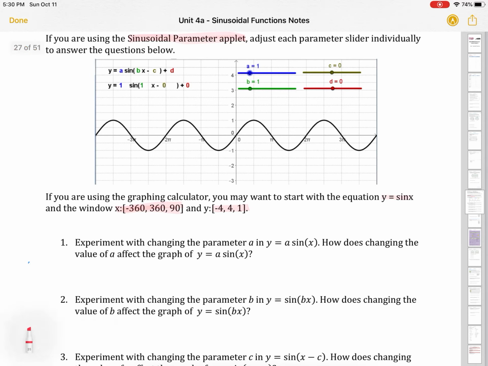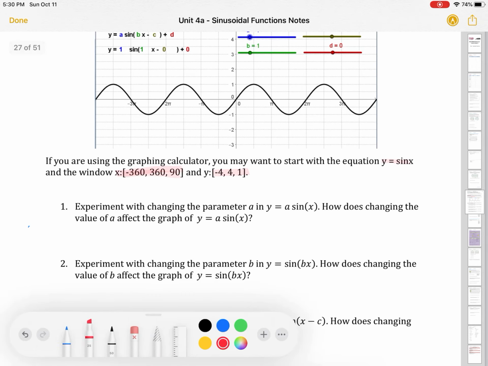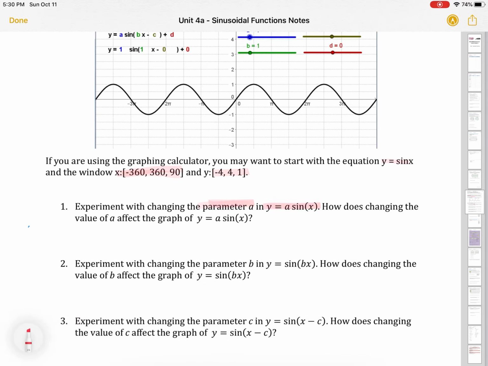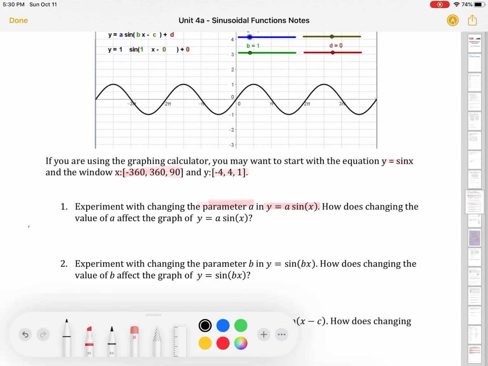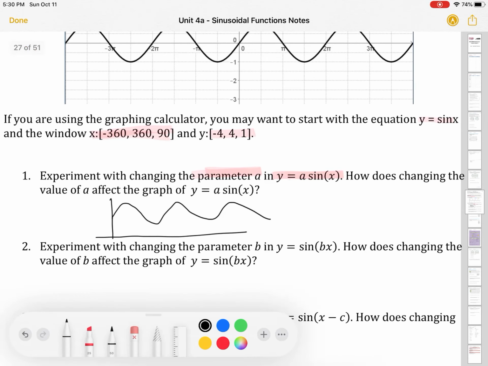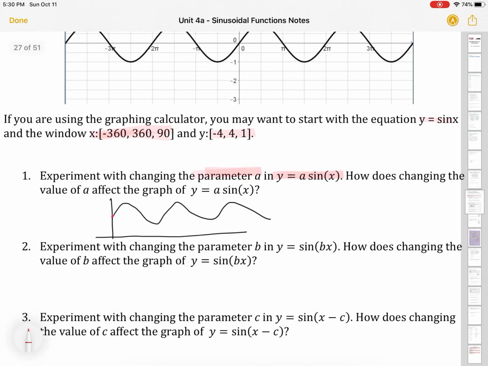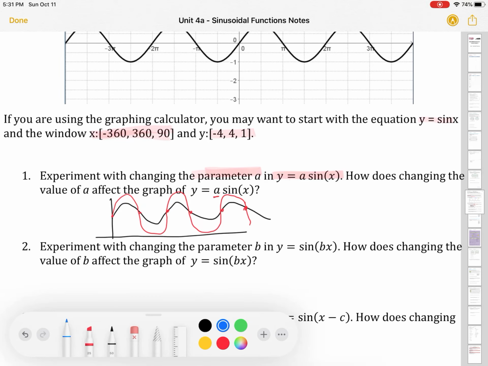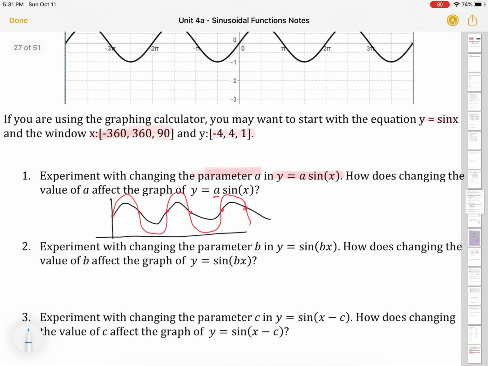For example, if you experiment with changing the parameter a, so here we're changing parameter a in y equals a sine x, what we notice is that if we're starting with a graph that looks as follows, and I'll graph it in black, so we have our basic sine x, and we start to change a, what happens is we keep the nodes on the midline, sorry about my drawing, and we start to get a changing of the amplitude.